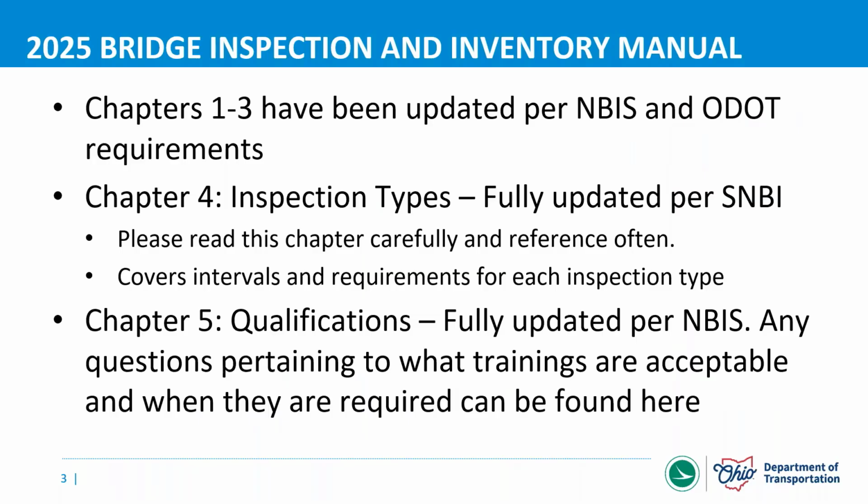Chapter 4 is specifically on inspection types, and most of the content in this chapter is new and updated per SNBI. So please make sure you are reading and looking at the new chapter 4. This covers all of the SNBI inspection types. There are 9 in total, plus the Ohio only, safety or cursory inspection type for non-highway bridges over our roadways, railroads, signage, conveyor belts, things like that. Basically anything that crosses our roadway that's not a vehicular bridge. What should we do for those inspections?